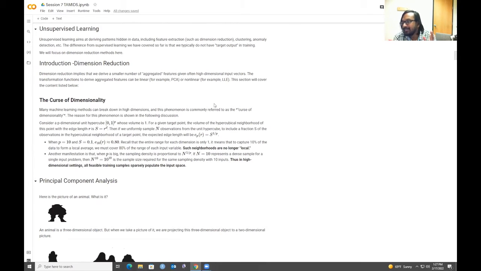The very basic idea is, as the number of features increases, you need exponentially more data points to have a meaningful result. And having exponentially many data points is not a good idea all the time. It's not possible, it's difficult to handle. And that's the curse of dimensionality.